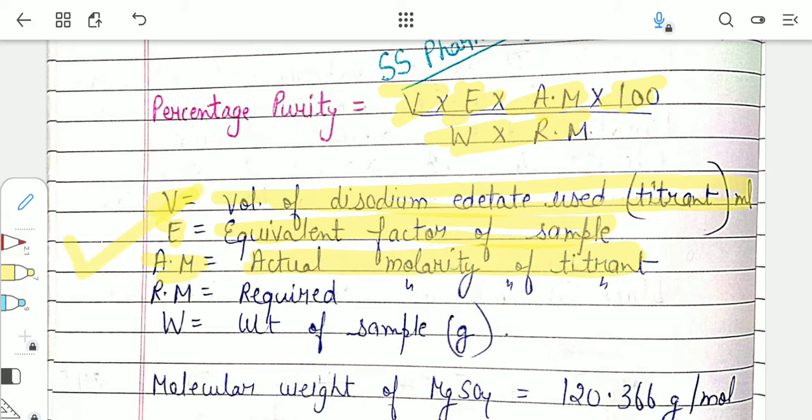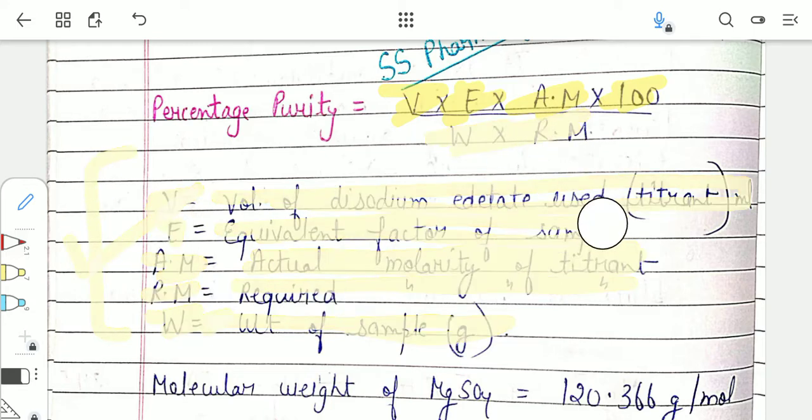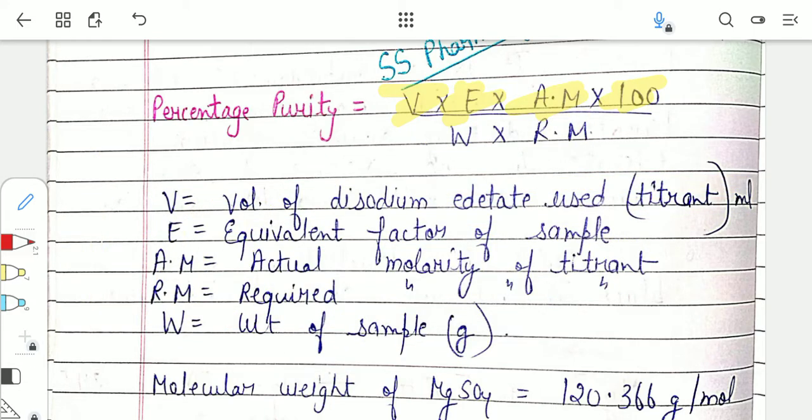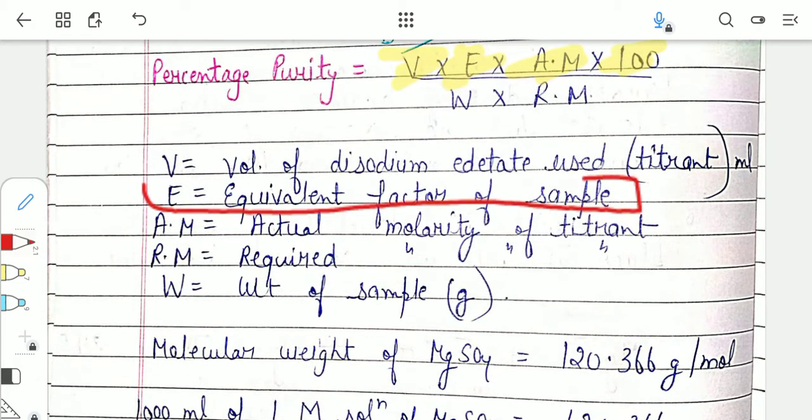which we have not done in this video. You can go and check out the estimation of calcium gluconate. There you will see it. RM is the required molarity of titrant, and W is the weight of sample, which is in grams. Okay, all these values we can easily calculate. The main thing is the equivalent factor. Let us calculate the equivalent factor of our magnesium sulfate. So equivalent factor means how many grams of sample will react with 1 ml of titrant.